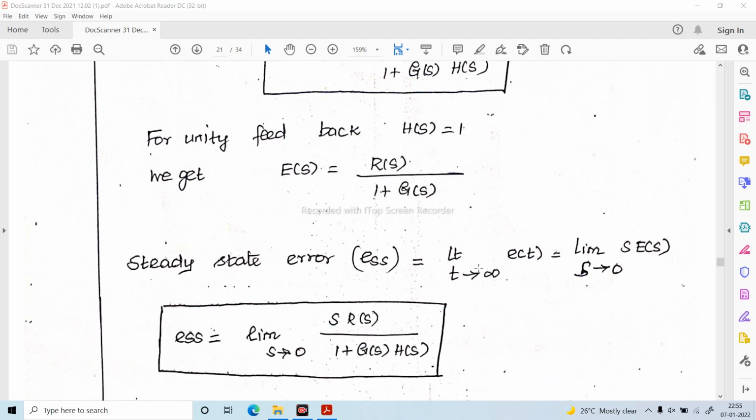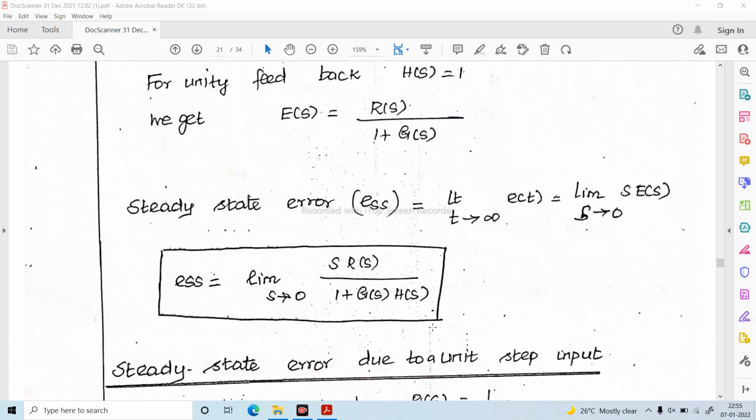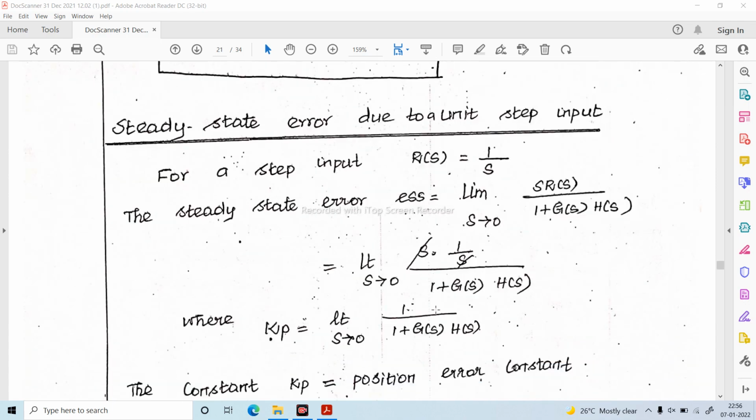What is the steady state error? Limit t tends to infinity, E of t. Otherwise, we can write like this: limit S tends to 0, S into E of S. So Ess is equal to limit S tends to 0, S into, put the value of E of S, R of S divided by 1 plus G of S into H of S. And next I am going to explain the steady state error due to unit step input.